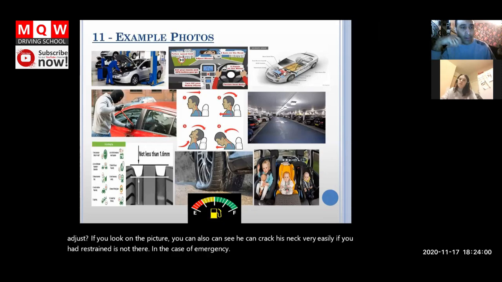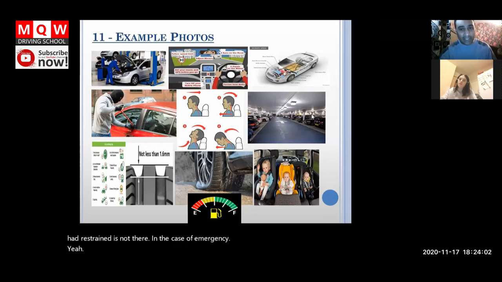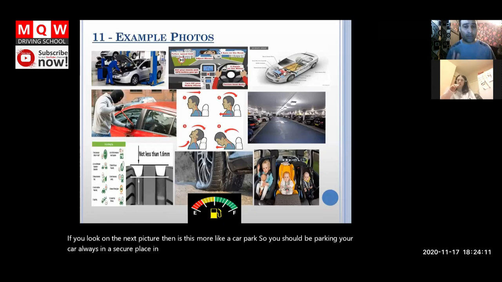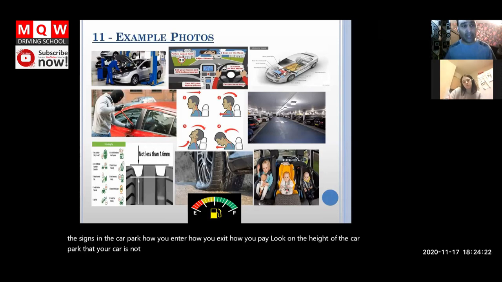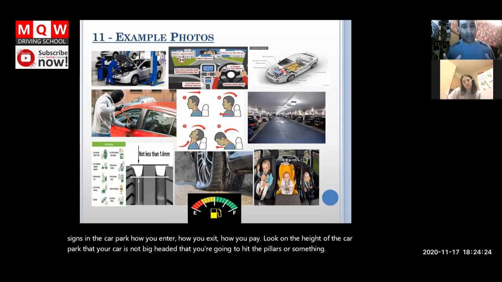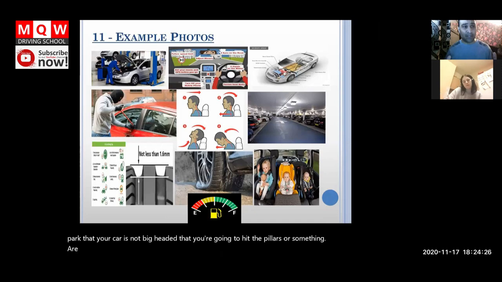If you look on the next picture, it's more like a car park. You should always park your car in a secure place, a secure environment, a secure car park. You must follow the signs in the car park: how you enter, how you exit, how you pay. Look at the height of the car park, so that your car is not so tall that you hit the pillars. Are you parking where there are plenty of lights, so your car is in a safe location?